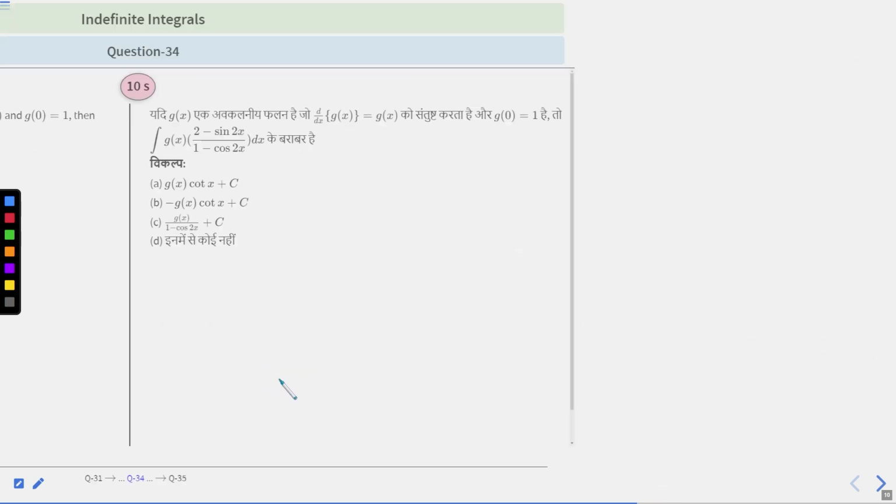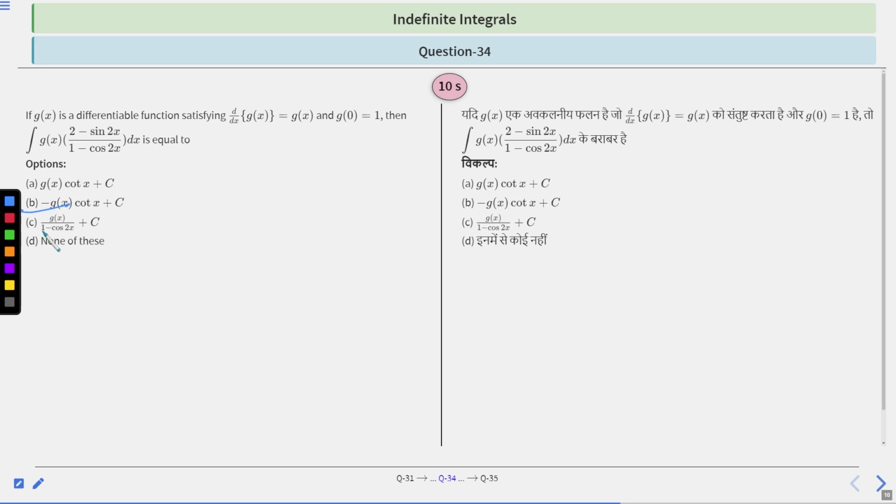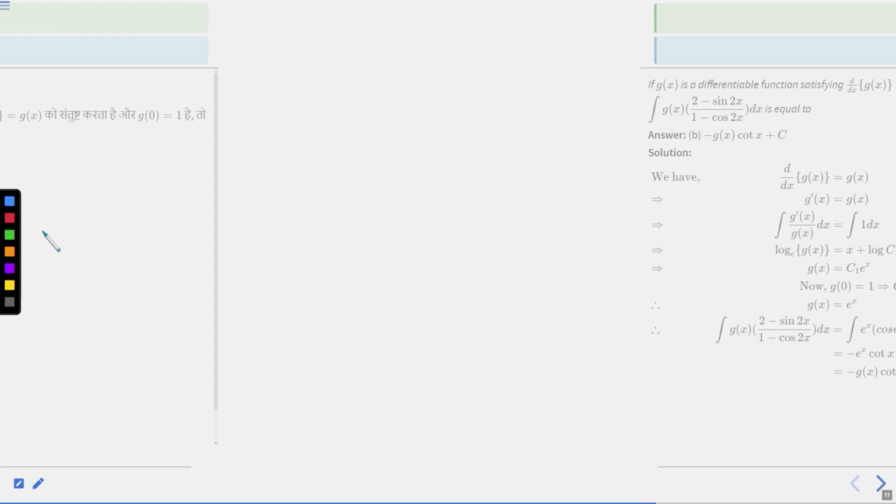So I think option B is the right choice. Minus of e to the minus of cot x plus c. Got it? Let's move to the next question.